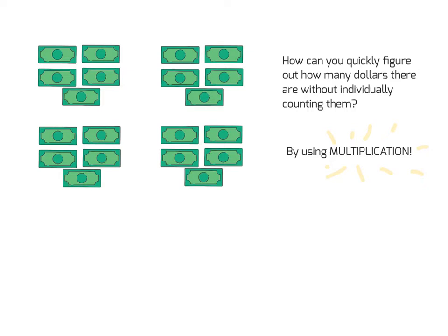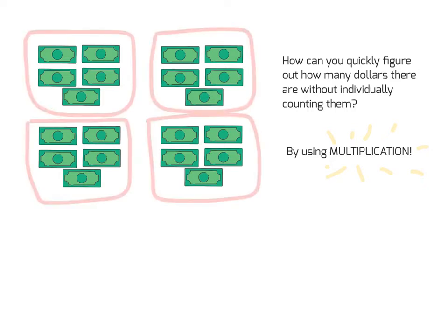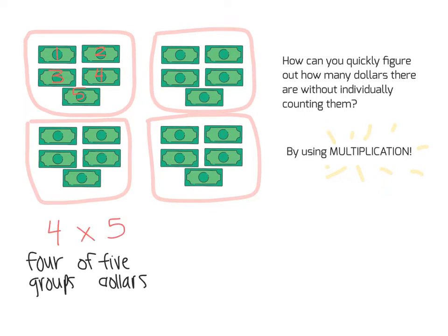We can imagine the dollars are in groups. There are 4 groups and each group has $5. Therefore, we can multiply 4 times 5, meaning we are adding up 5 4 times.